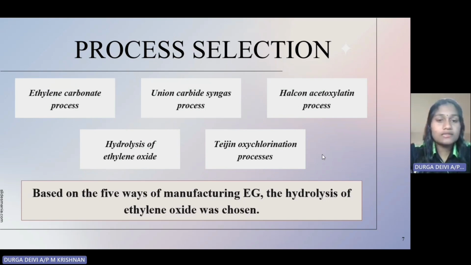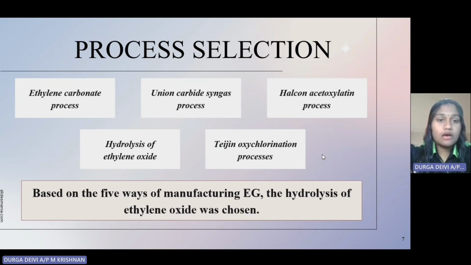The ethylene oxide is subsequently hydrolyzed with water and a catalyst to obtain ethylene glycol. The Halcon acetoxylation process involves the reaction of ethylene with acetic acid to produce ethylene glycol acetate, which is then hydrolyzed to obtain ethylene glycol. Additionally, the oxychlorination process utilizes the reaction of ethylene with chlorine and oxygen to form ethylene dichloride, which is hydrolyzed to produce ethylene glycol.